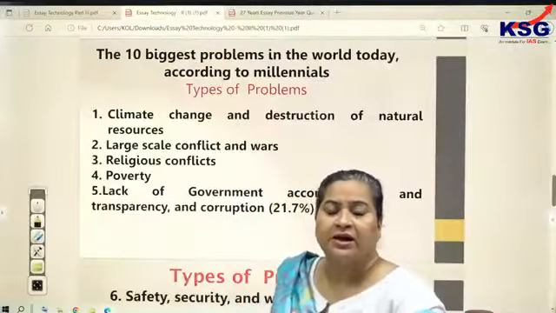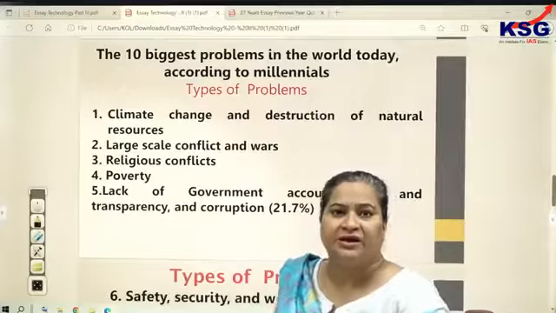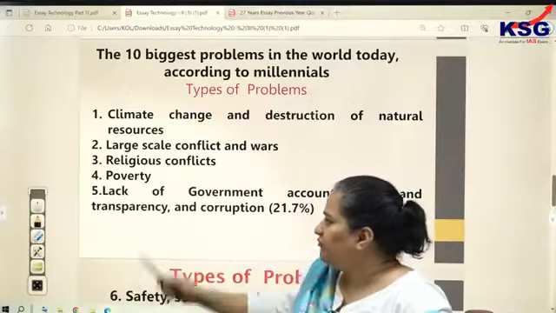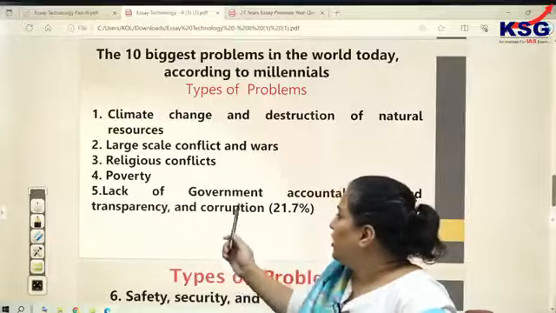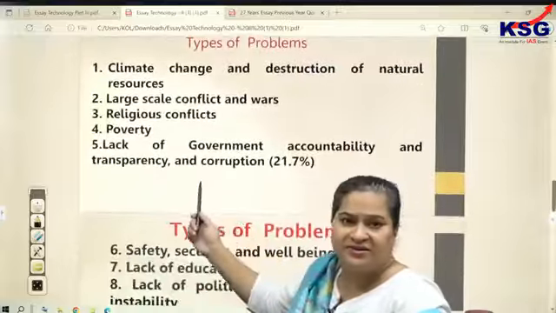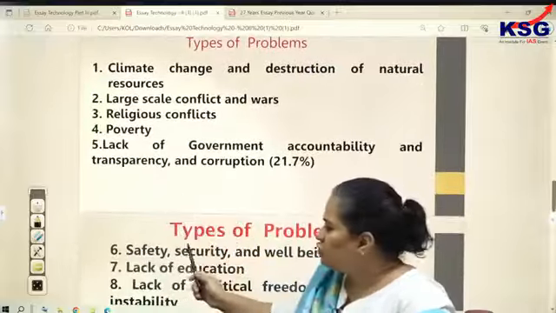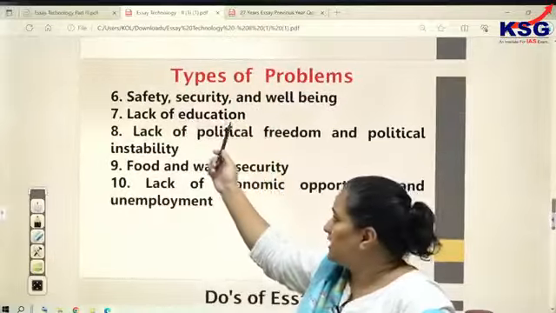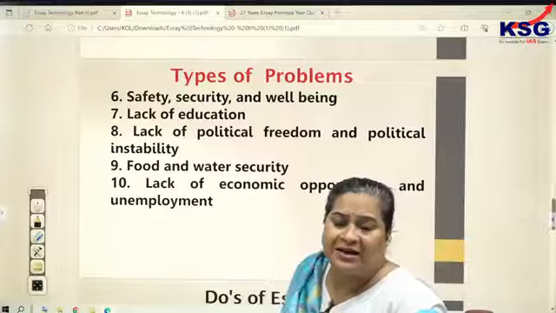That's why I said, don't force-fit points. Then you can see religious conflict, again that is too far stretched. Leave. Poverty, yes. Lack of government accountability, transparency and corruption, yes, this can be connected to the topic. Lack of safety, security, well-being, yes. Lack of education, yes. Lack of political freedom and instability, yes.